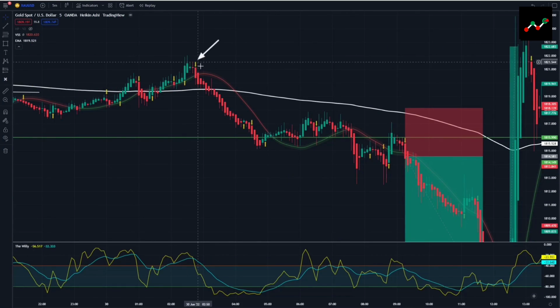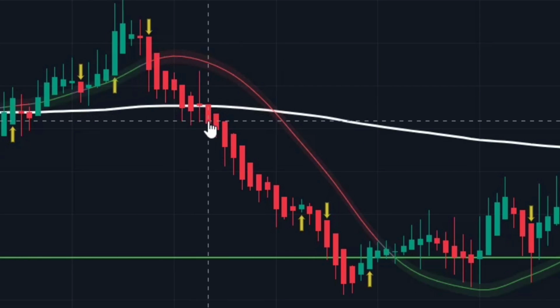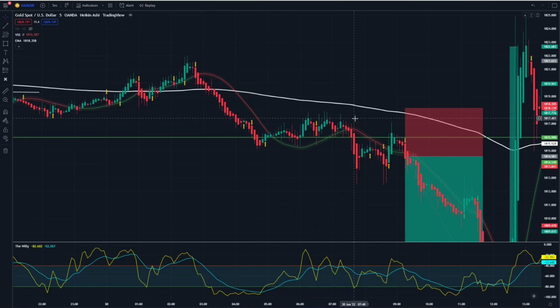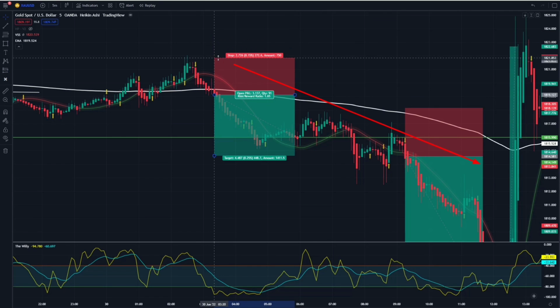Whenever the Williams indicator and the VSS indicator give sell signals, and next if the red candlestick closes under the EMA line, we enter a sell trade because the price is under the EMA line and the movement of the chart is descending.